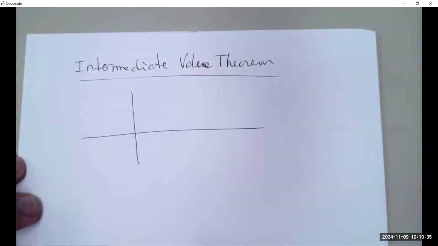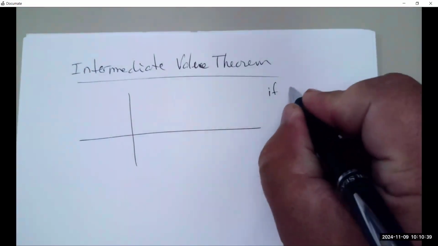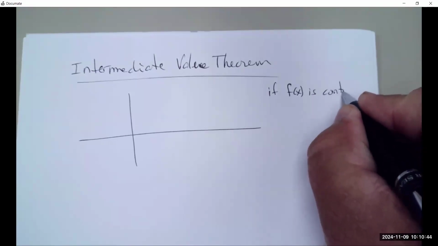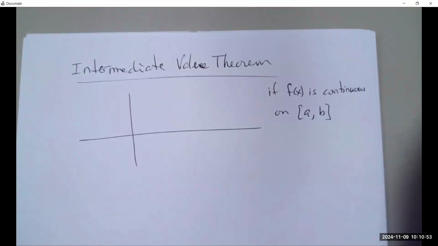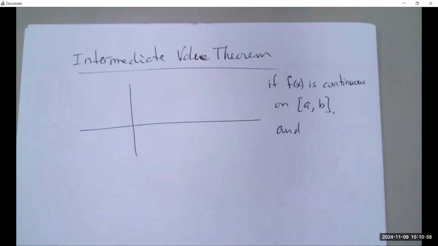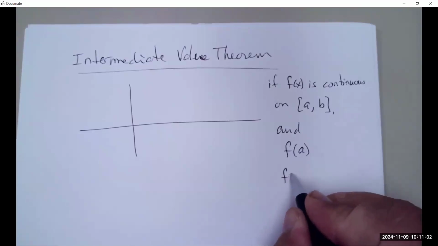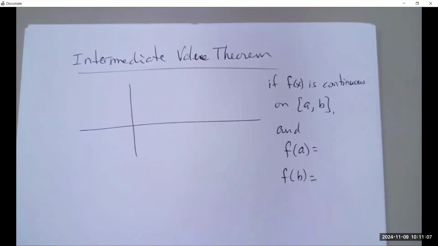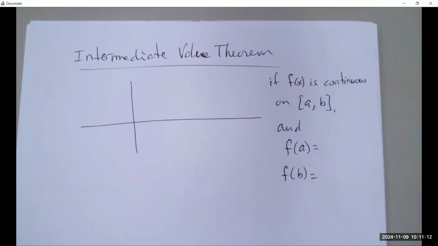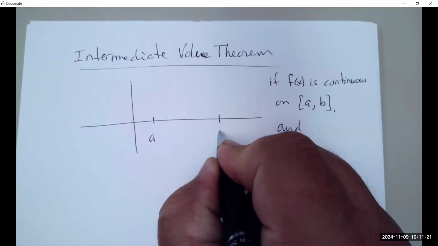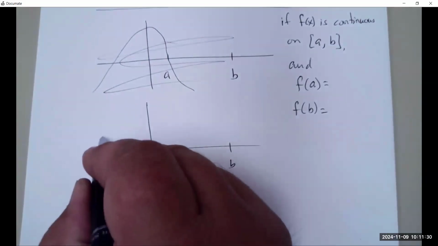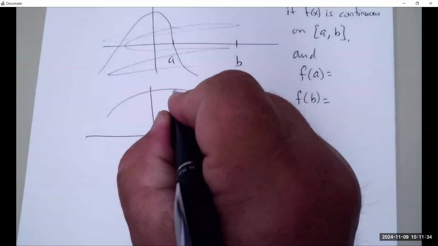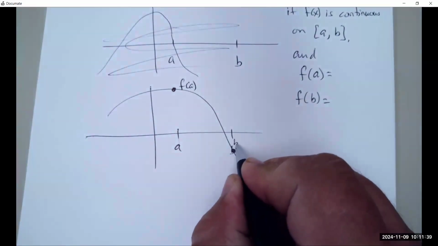All the intermediate value theorem tells us is this. If your function is continuous on an interval, and if you take those endpoints of that interval, put them inside the function, so let's say here's A, here's B. It's a continuous function. Here's f of A, and here is f of B.